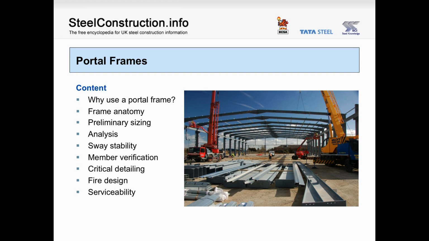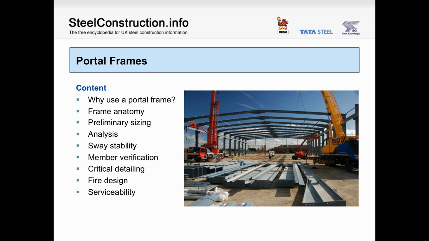I'm an Associate Director at the Steel Construction Institute, and this presentation will give an overview of the analysis and design of portal frames. In this presentation, we'll consider the advantages of this very popular form of construction and the main elements of a portal frame structure.